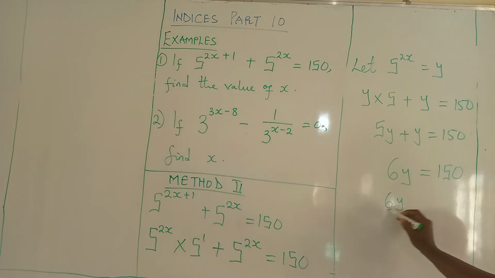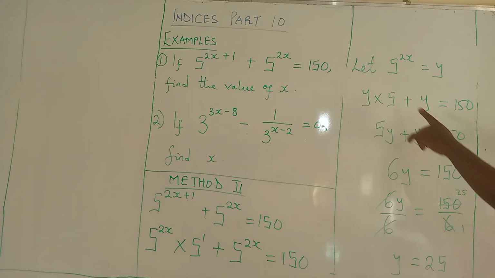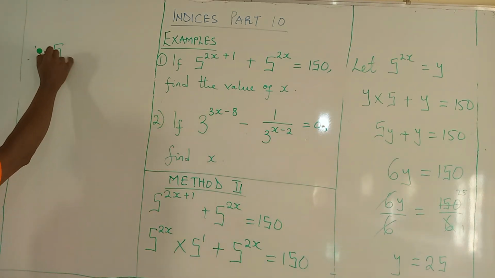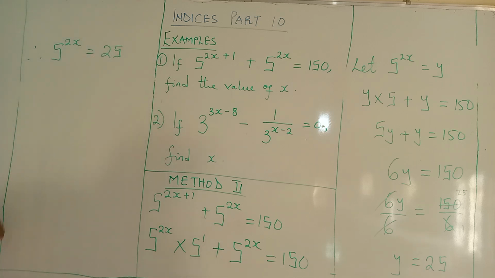If you divide both sides by 6, the 6 cancels here, and 150 divided by 6 is 25. So y is equal to 25. But take note, we made a statement. We said let 5 raised to power 2x equals y. So it therefore means that 5 raised to power 2x is equal to 25, because y is 25.